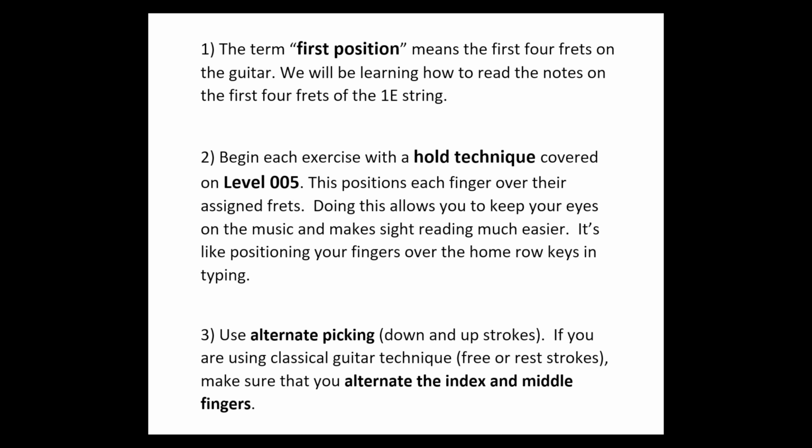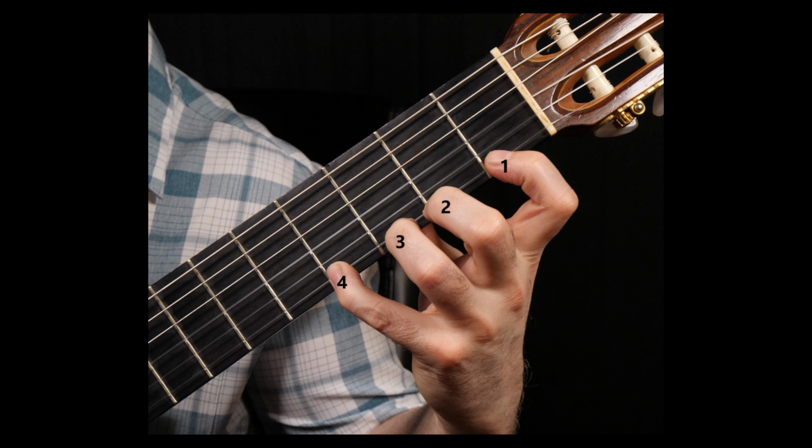Get out your 9 points. It's time to get to work. We're going to start with point number 1, which is the term first position. By now you know that means the first 4 frets on the guitar. We're learning notes in first position on the first E string. And I want you to start with a hold technique over that E string in first position, just like I do right here. That is a hold technique.